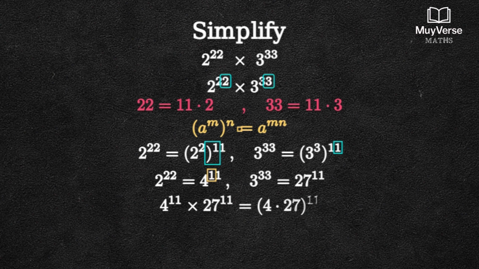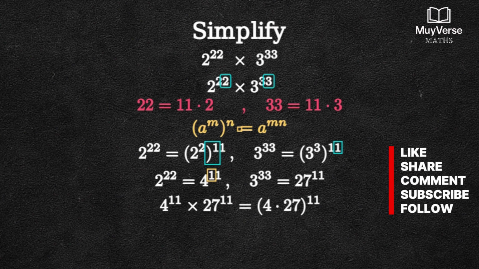Step 6. Compute the base product. 4 times 27 equals 108. Step 7. Write the compact final form. (108)^11. This is the simplified expression.